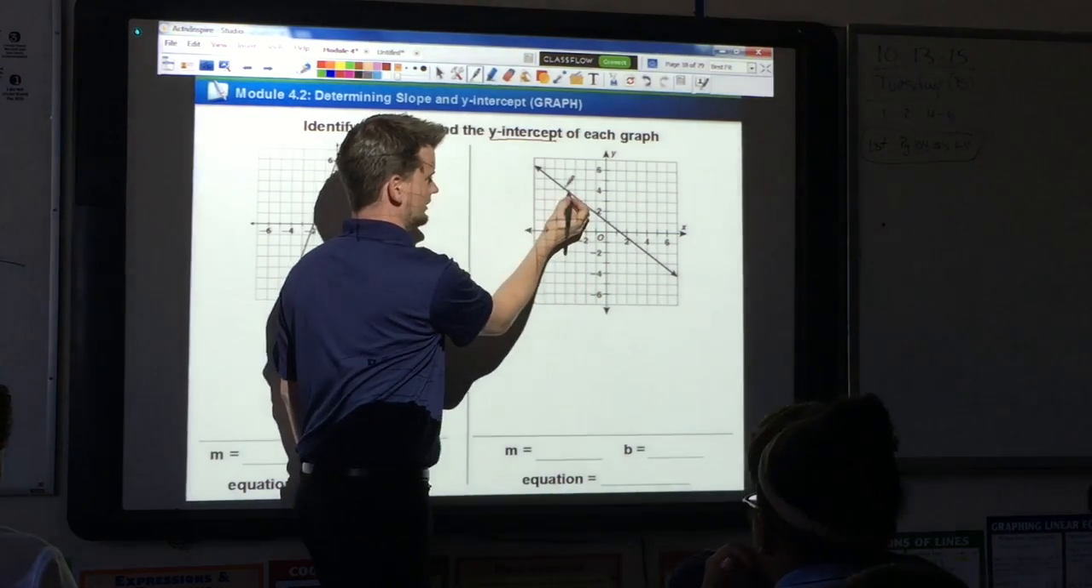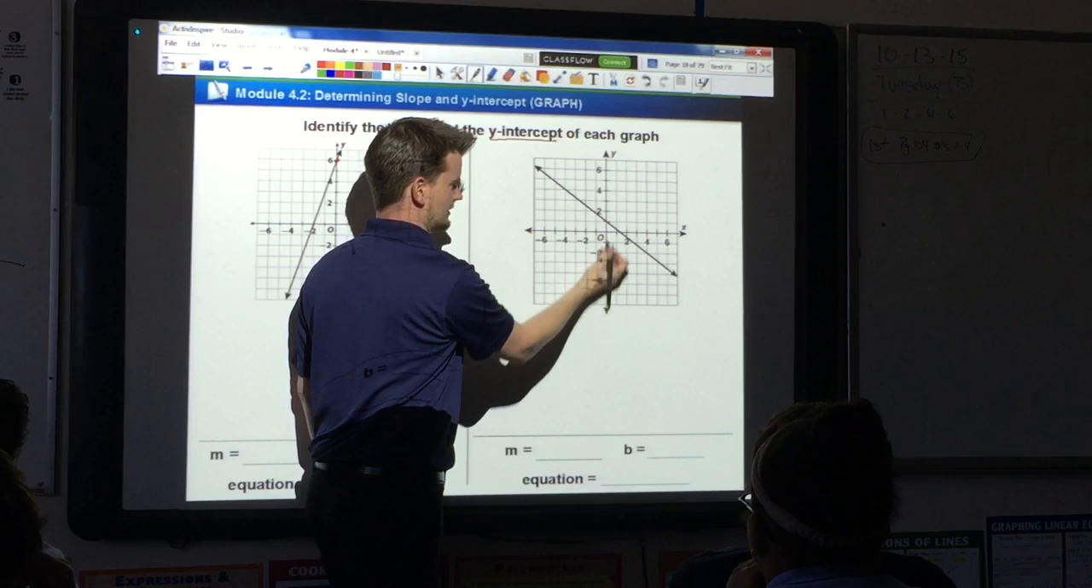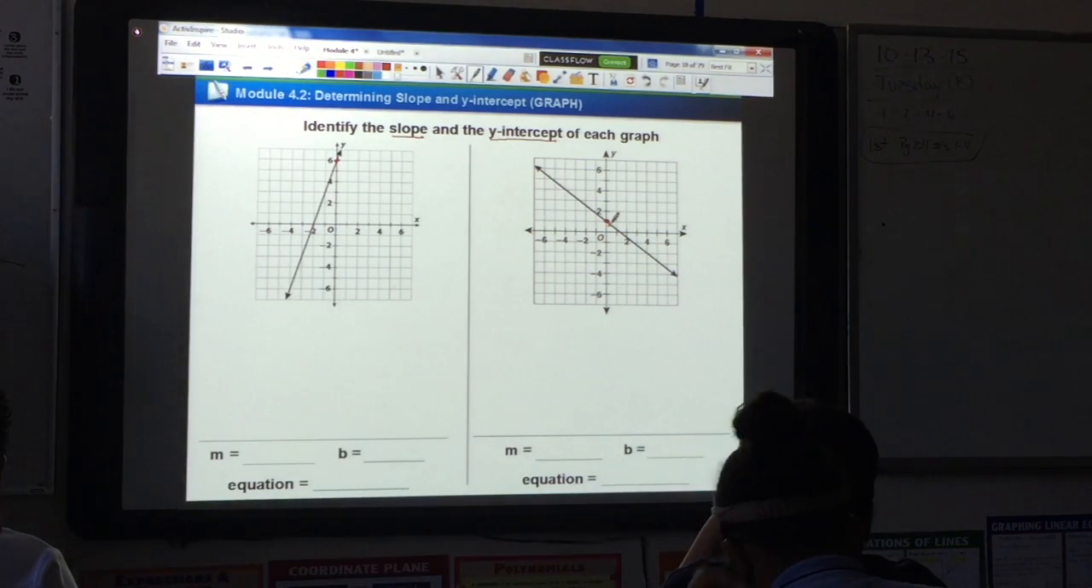Where's the y-intercept here? Is it here? No. It's up here, right? No. It's right there? No. It's down here. No. Is it there? Yes. Okay, so then let's just figure out what.